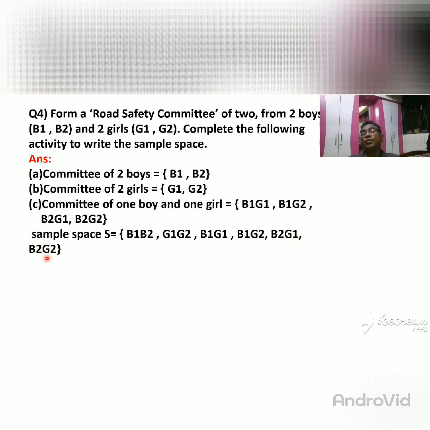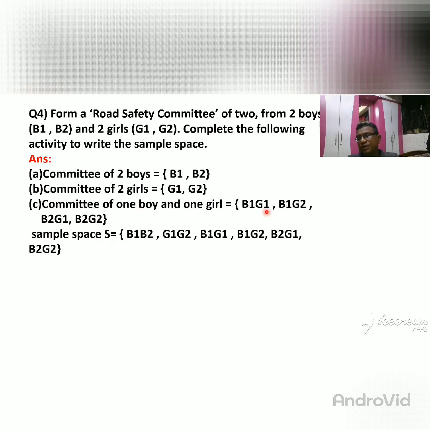In this way we write the sample space. Do you understand what I say here? First they said they want to make a committee of two boys, so B1, B2. Then two girls, so G1, G2. Then we make a committee of one girl and one boy, meaning the committee must have one boy and one girl. The possibilities are B1 G1, B1 G2, then B2 G1 and B2 G2. Here the condition is one boy and one girl.